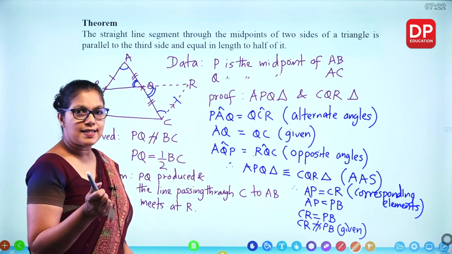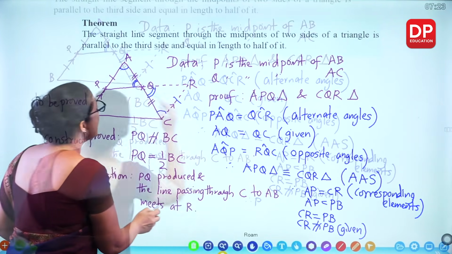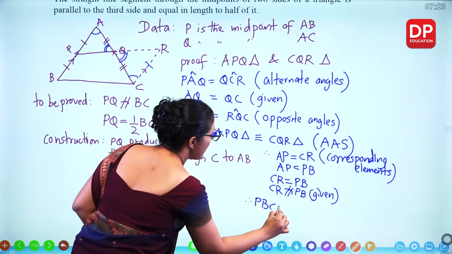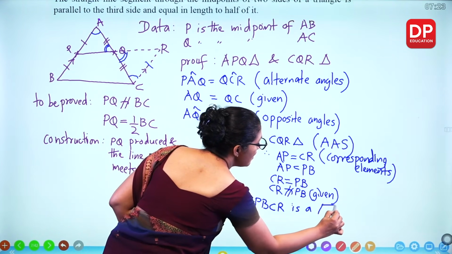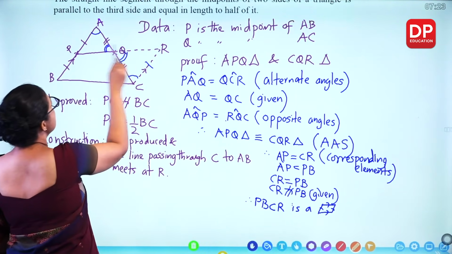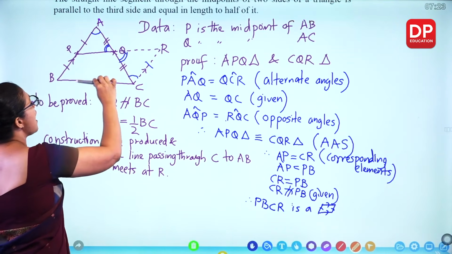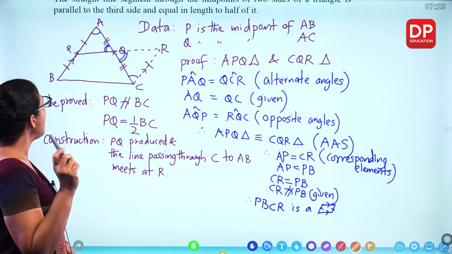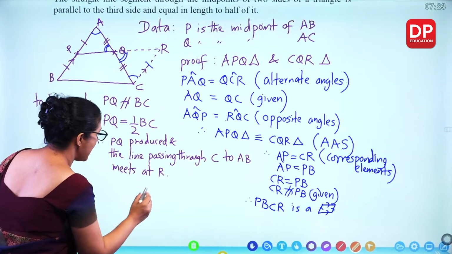Pair of opposite sides parallel and equal, we can say PBCR is a parallelogram. So we know this is a parallelogram. If it's a parallelogram, what can you say about the other opposite sides? Those are equal and parallel.